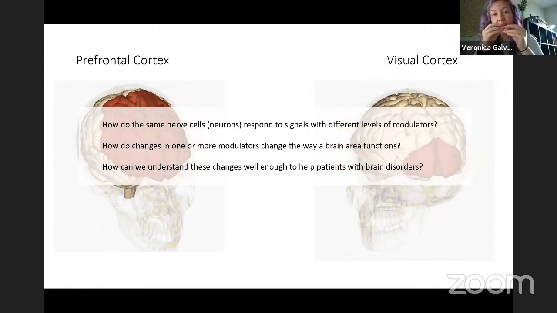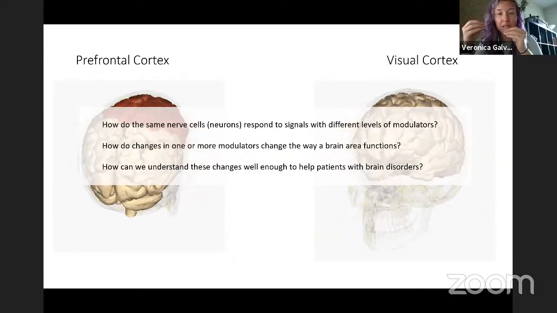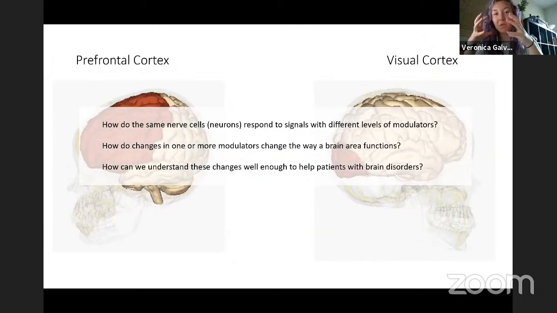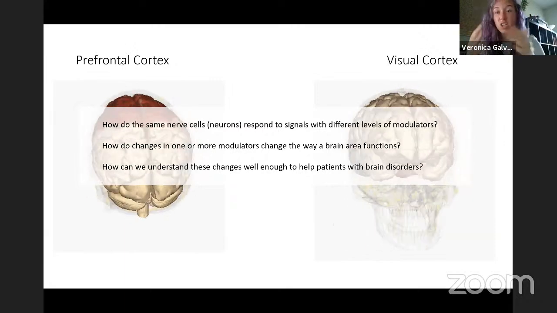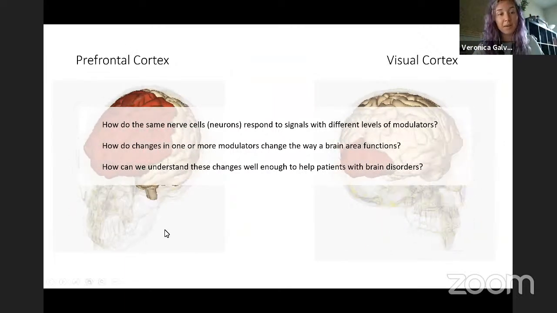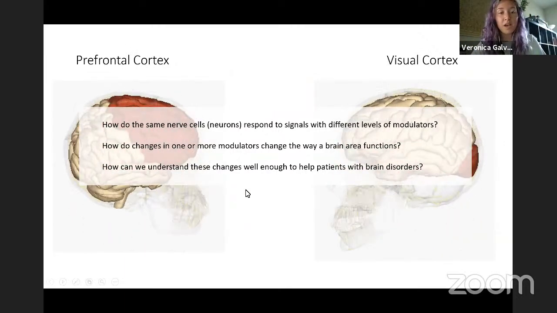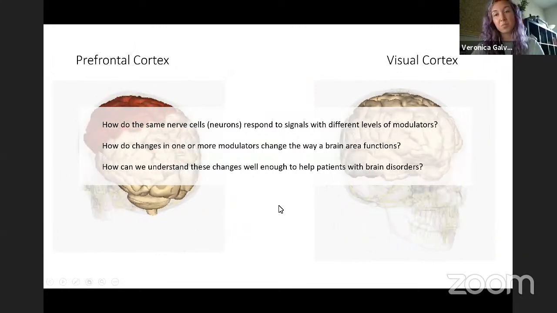So if we look at one cell communicate with another cell, what happens there? But then also if we look at a whole brain area, what happens to you looking at a particular visual image if we change these things? Does it change the way that you see something? And then thirdly, how can we understand these changes well enough to help patients with brain disorders?